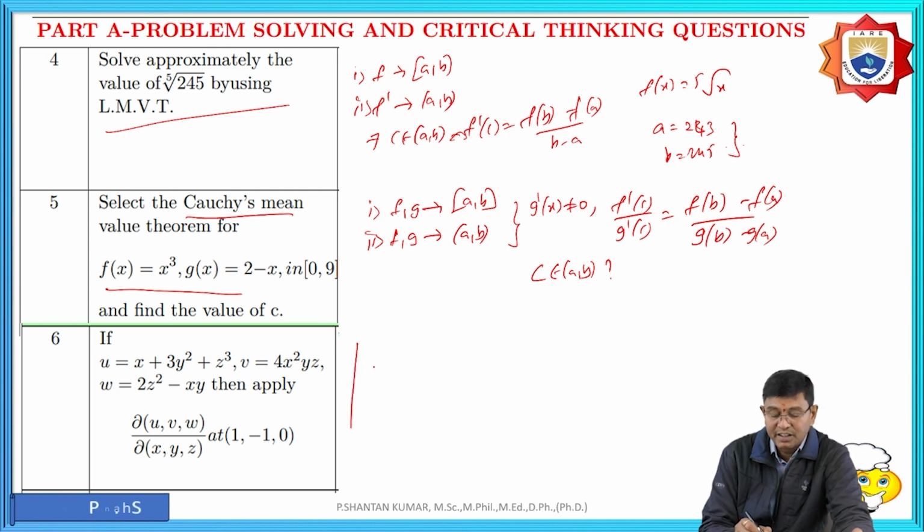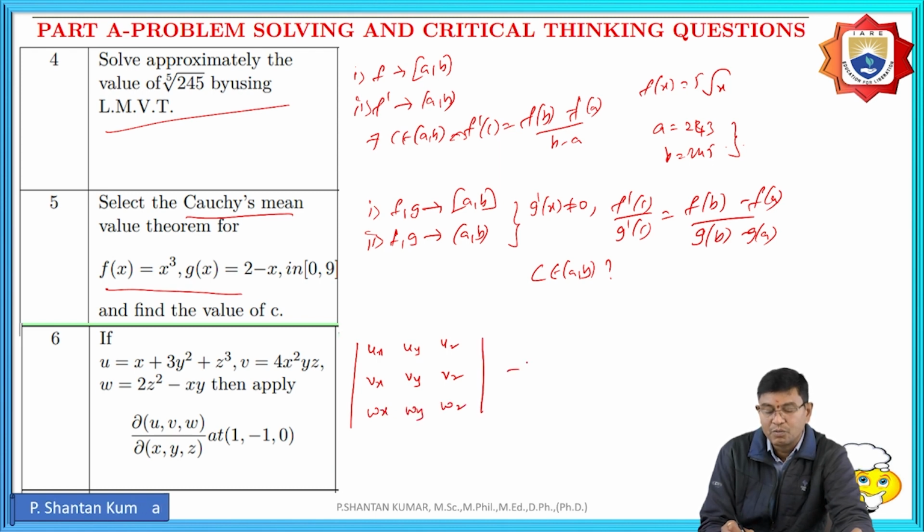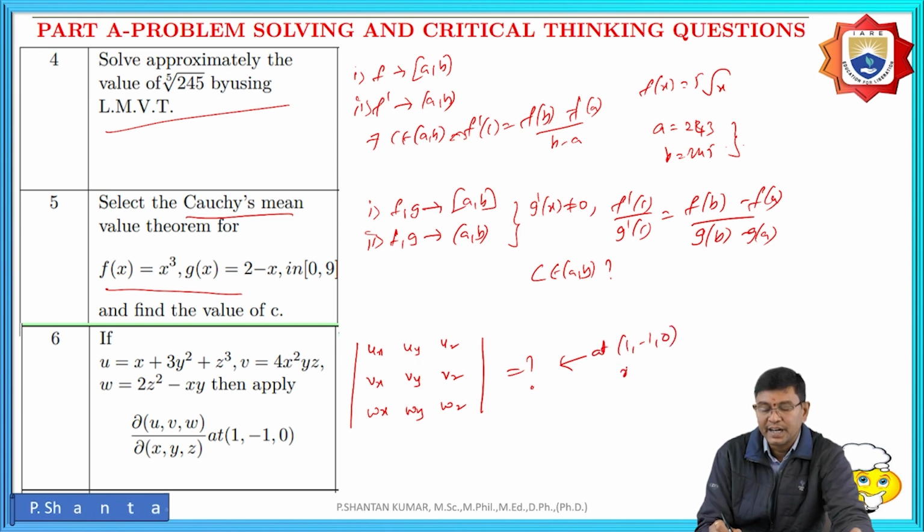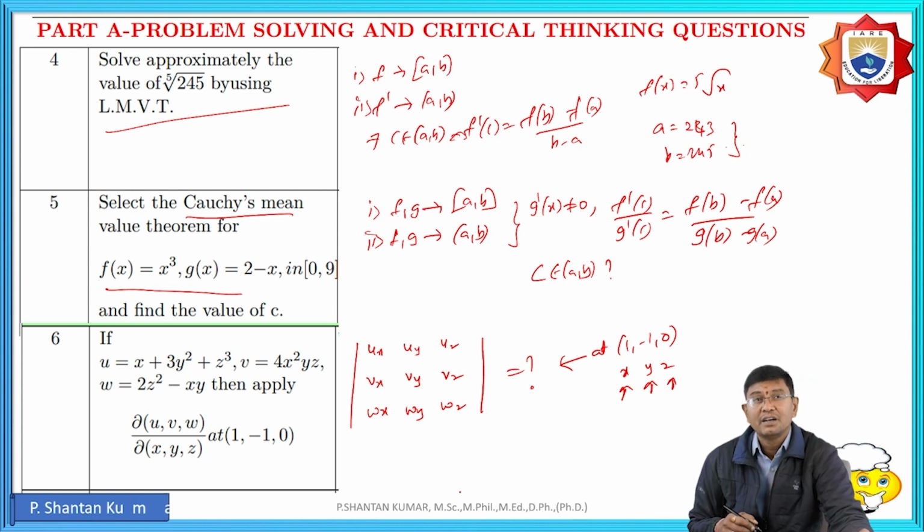And again it is required to find u, that is ux, uy and uz, and vx, vy and vz, wx, wy and wz. We need to find the value of this. First of all, we need to calculate the Jacobian, and after getting it, you need to replace at (1, -1, 0). That is, at x, y, z we need to replace in the Jacobian after calculating, and we get the solution of the sixth one.